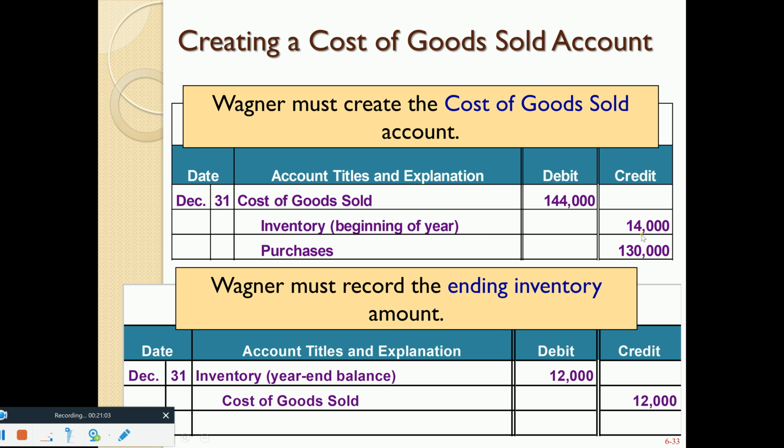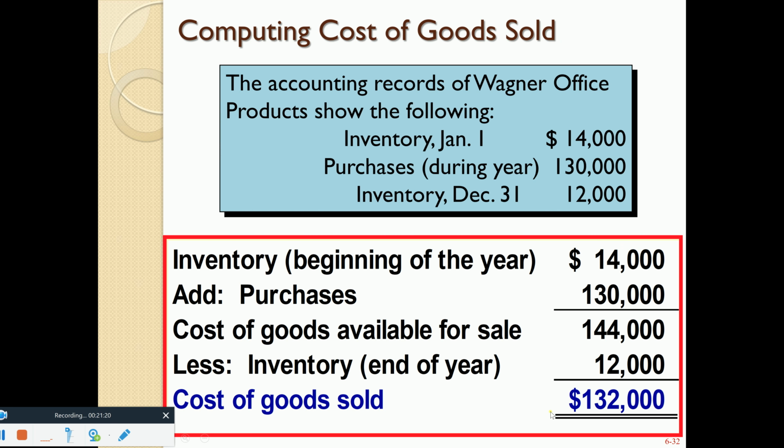All right, so these are the credits, and the debit is going to be cost of goods sold. Now, that got rid of the beginning inventory. That also got rid of the purchases account. Now, the second journal entry is we need to actually record the ending inventory. If you go back to the prior slide, the ending inventory is $12,000. That needs to be recorded.